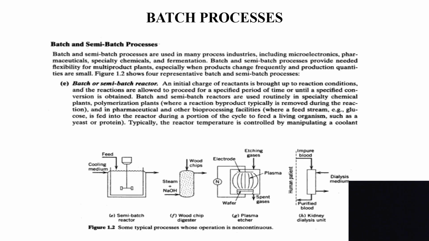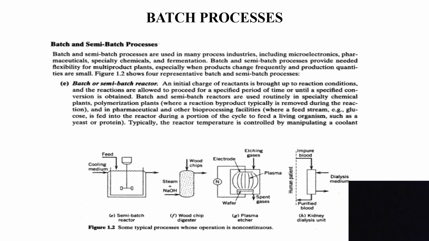And similarly, when you take a batch process, it is used everywhere. The best example is a kidney dialysis unit. If you pass impure blood through a dialysis medium, you can convert that to pure blood. Or there is a semi-batch reactor where the same operation is done but not continuously. Or you can take a wood chip digester.